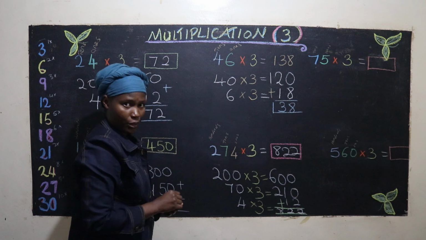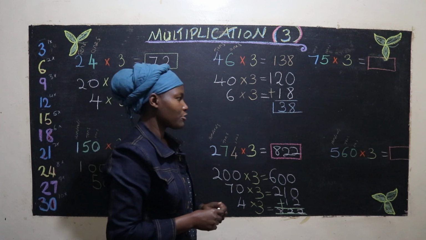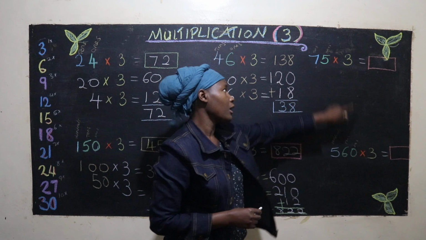822. There you go. I think it will be so nice for you to try this one. It's so simple, and that one.